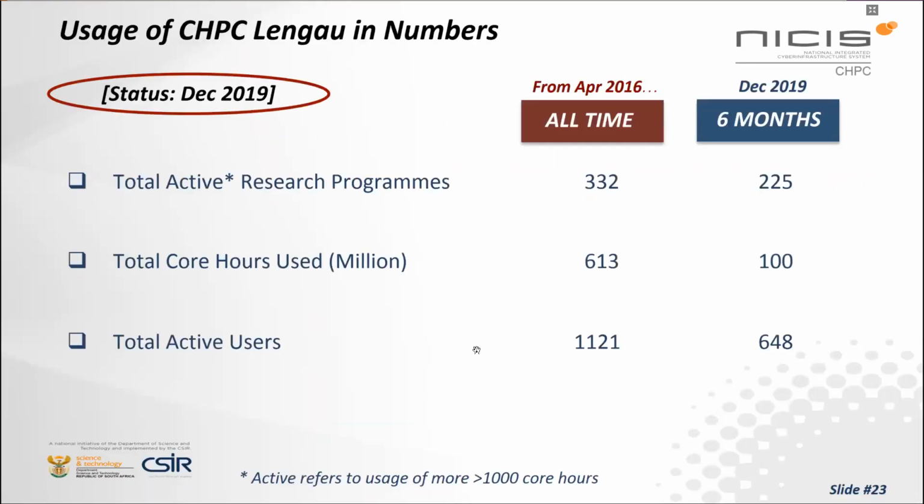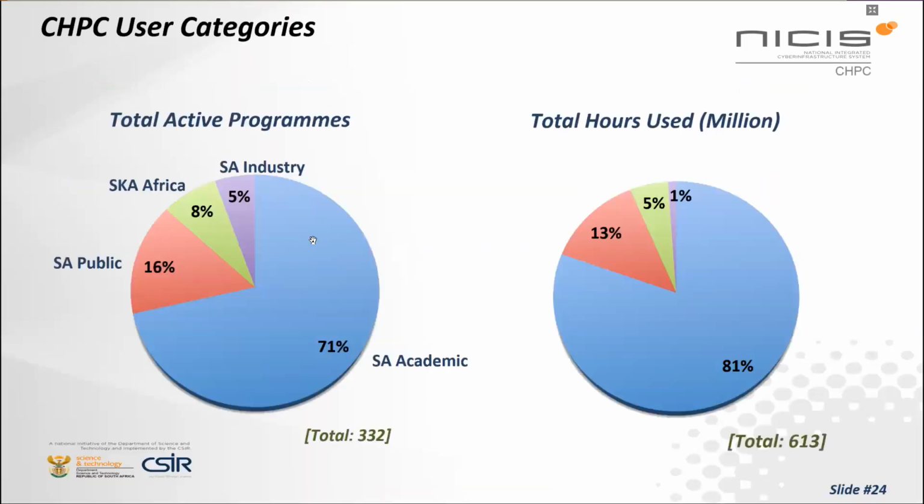I won't go over this in much detail. It just shows you total active research programs and core hours. These slides will all be available, just of interest. For total active programs, the majority is South African academic institutes, while the public sector, SKA, and SA industry are a small portion of that. The number of hours used is also dominated by the academic institutes.